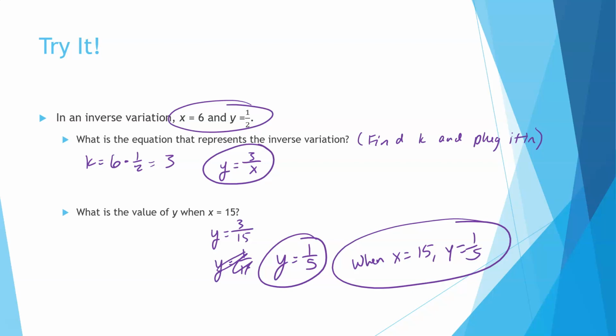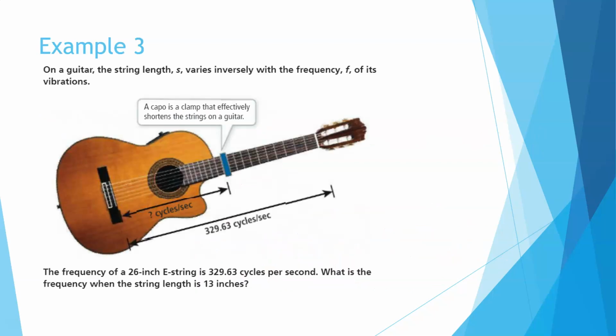All right, we can also use this in some real-world applications and word problems. This one says, on a guitar, the string length S varies inversely with the frequency F of its vibrations. Now it's important that we understand this language. If S varies inversely with the frequency of its vibrations, that means S equals K over F. Whatever varies inversely comes on the left-hand side of the equation.